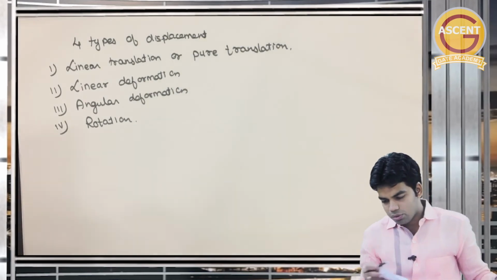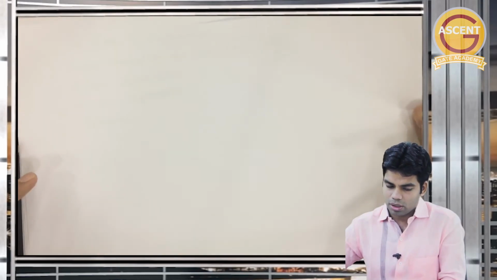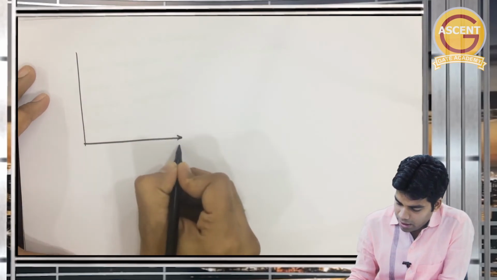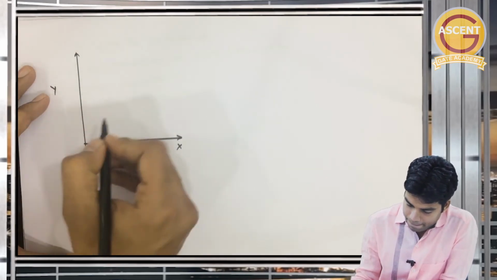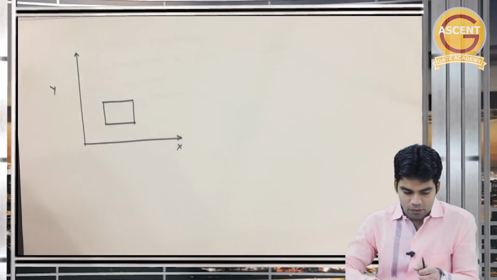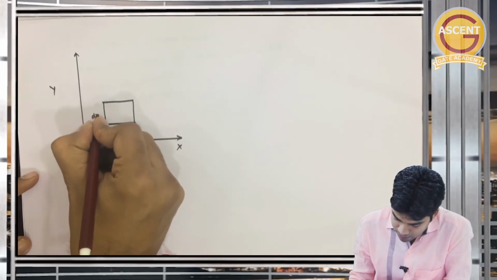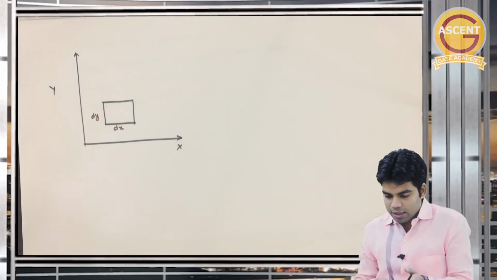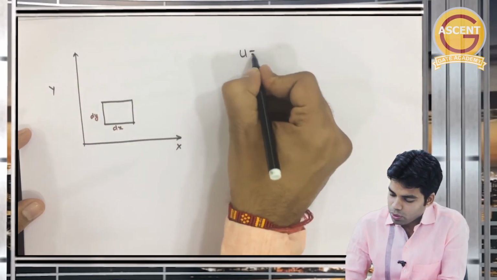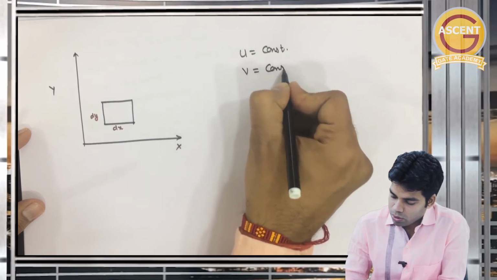Now let me explain this. What is this linear translation? You can understand it like this. Suppose we have an element of dimensions dx and dy. Now in this linear translation, u is always constant, and v is also constant.